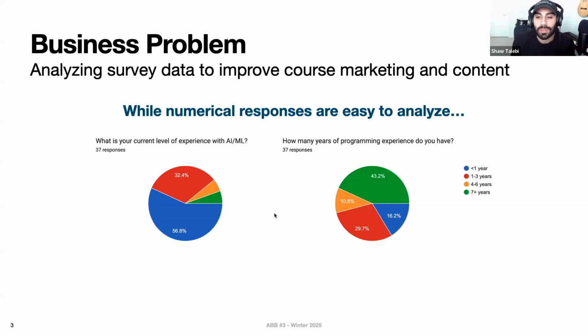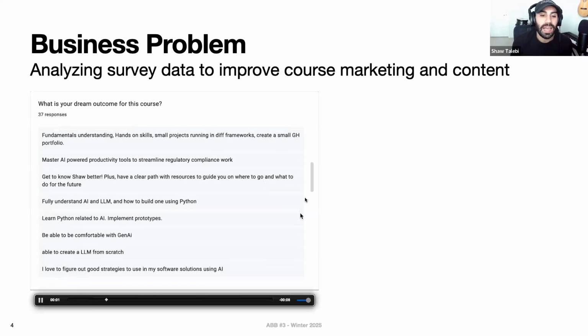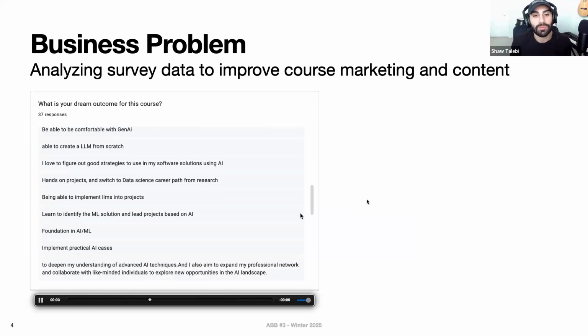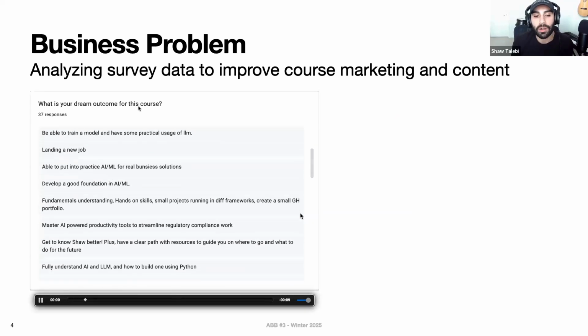But these numerical metrics don't tell us the whole story. Especially, they don't tell us why they enrolled in the course, or if it's some other kind of product, why someone bought your product or your service. Numbers can only tell you so much. So this is where open-ended responses are super helpful. The one I had for my pre-course survey was, what is your dream outcome for the course?